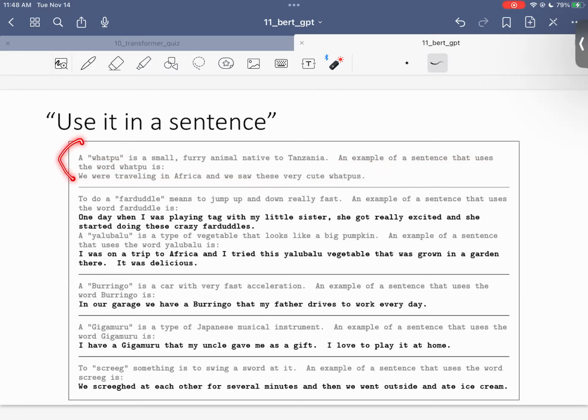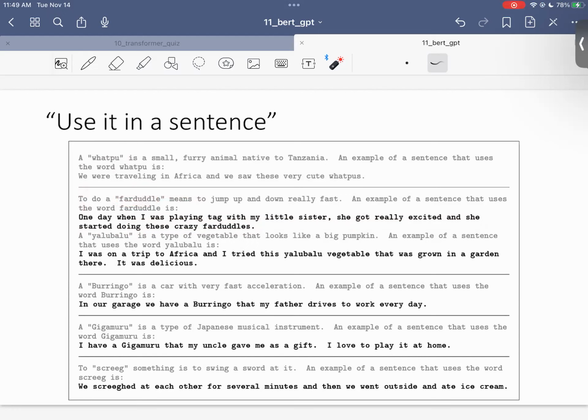You gave GPT-3 one example of doing this game, and then you ask, okay, do this. So fardoddle means jump up and down very fast. An example of a sentence that uses the word fardoddle is, now it's GPT-3's turn. And GPT-3 says, one day when I was playing tag with my little sister, she got really excited and she started doing these crazy fardoddles.